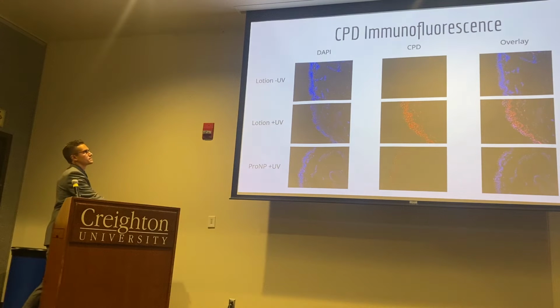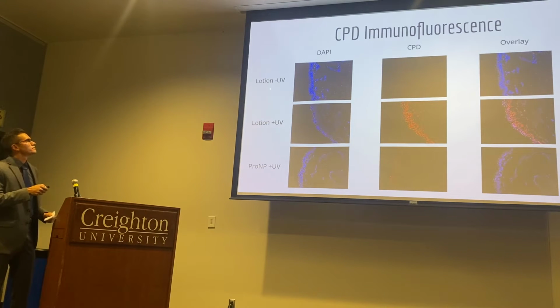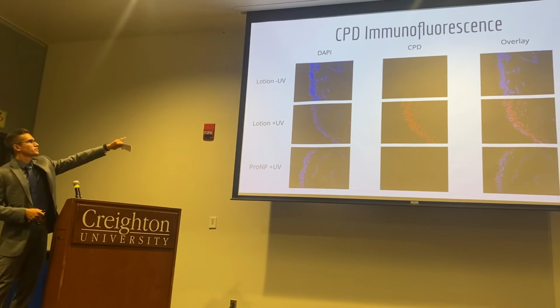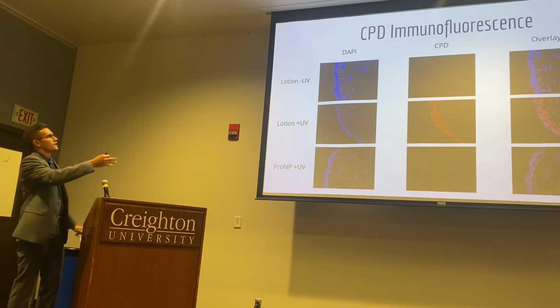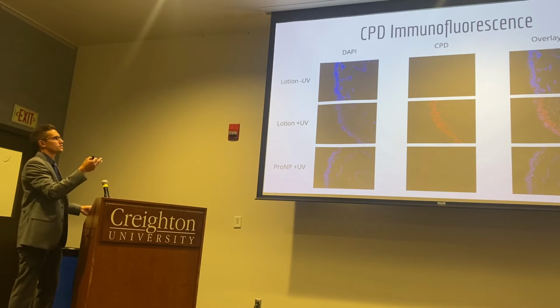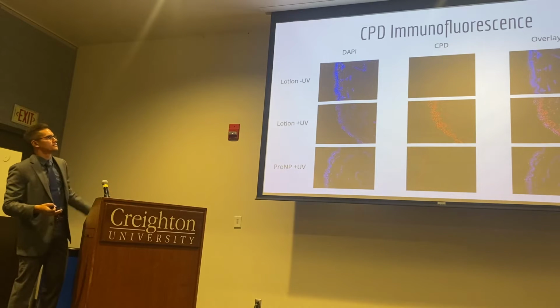So, these are the CPD immunofluorescence images, and you can see that there's lotion no UV, lotion with UV, and Pro-P with UV slides here. These are all slides from year 4. We can see that there's a channel called DAPI, and this channel basically is just trying to show us the thicker blue outer portion of the tissue, which is the epidermis, and the inner, less nuclear stained portion, which is the dermis. So we can see that the cells were decently stained in these samples.